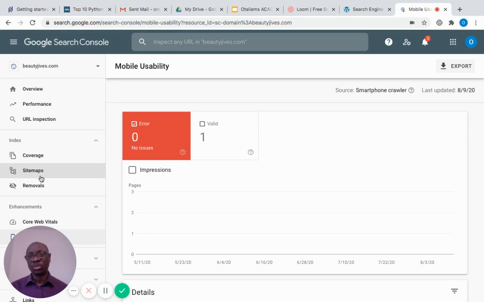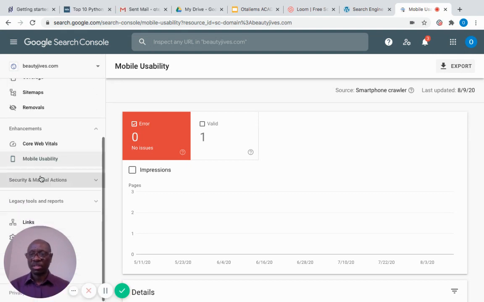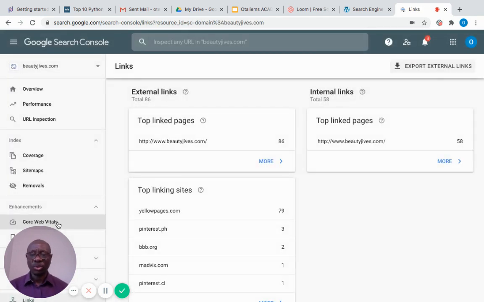There are also other tools, but I like Google Search Console. There are different tools to optimize your website, and I talked about them in some of my videos. So there are Google Core Web Vitals, security and manual actions. Then the links, you can also look at the total links. This is very, very important. So this is what I'm saying.